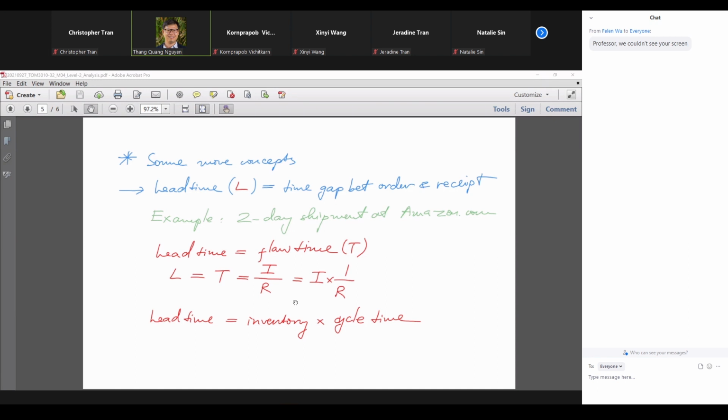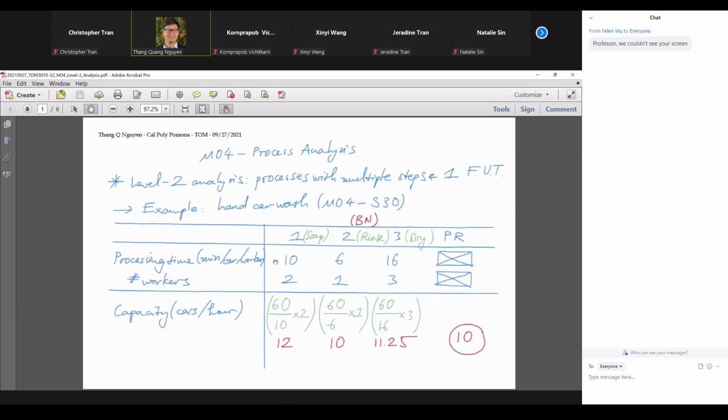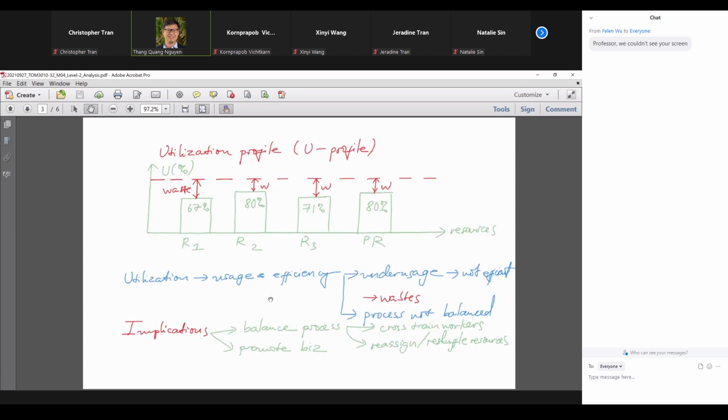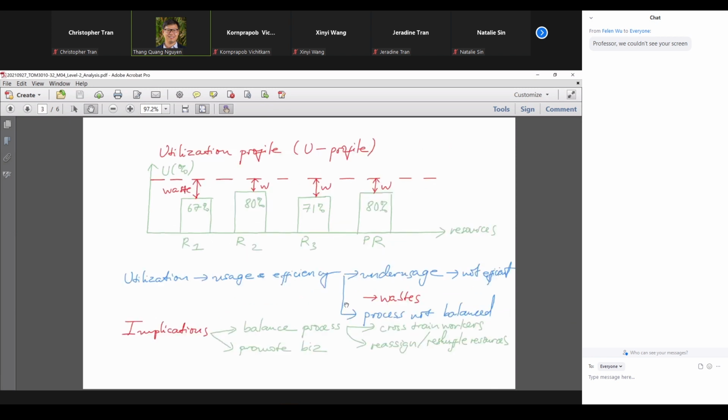So what I just talked about earlier is what I went through in the class notes last time, right? Last time we talked about the level 2 analysis. We went through a lot of calculation here, but they are easy, right? The more important thing here is the concept rather than the calculation. And then we try to visualize the process by the utilization profile, the implied utilization profile, right? And then by looking at the numbers, we make our decisions accordingly.